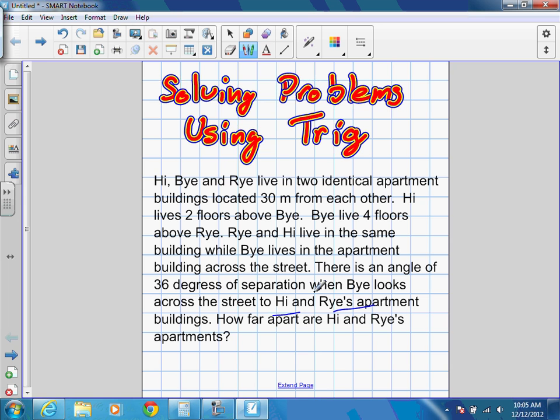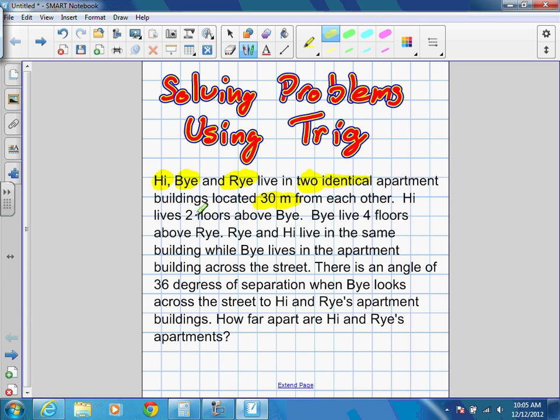Okay, very confusing, especially with the rhyming names. Let's try to pick out what we think may be important information and build a model from that. We know we have 3 people, Hi, Bai, and Rai, and there are 2 identical apartment buildings. In the diagram it looks like one's taller than the other. Don't worry about it. Located 30 meters from each other.